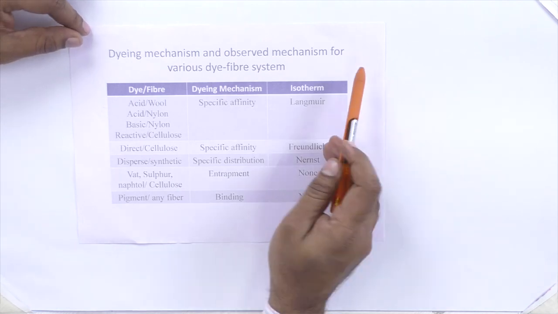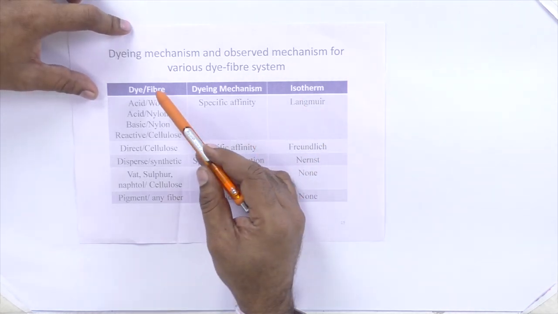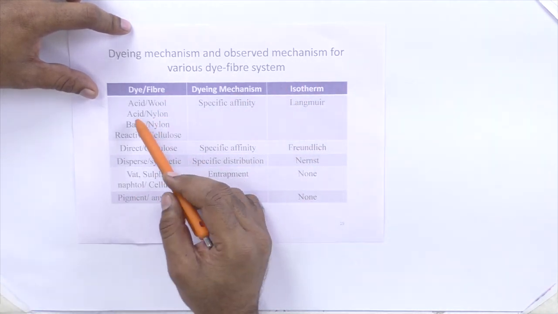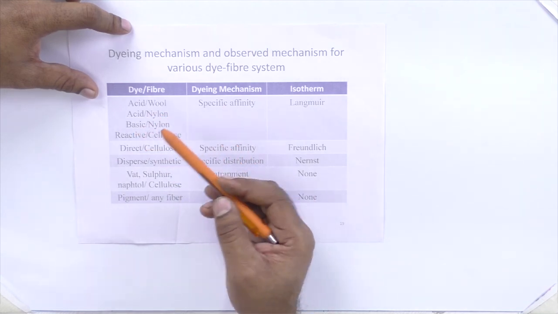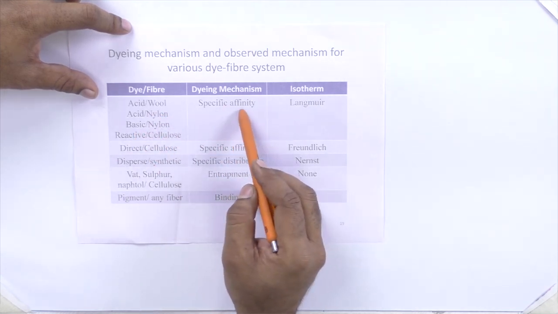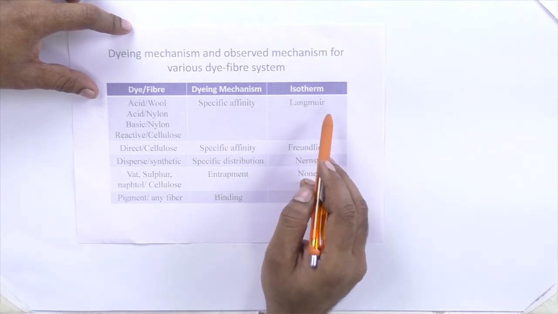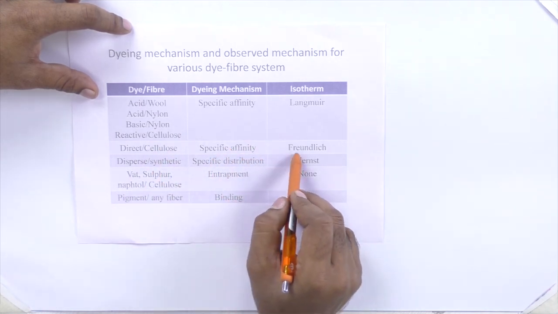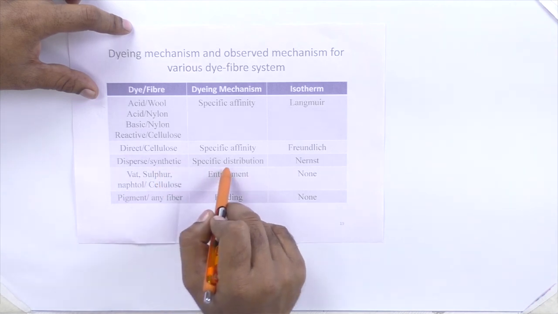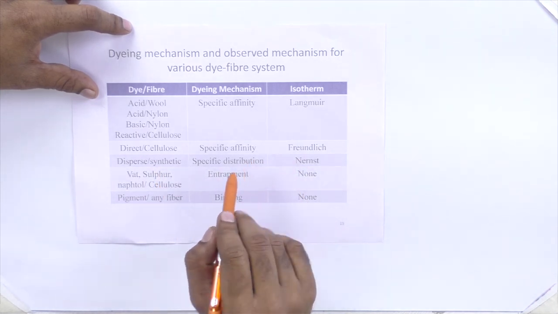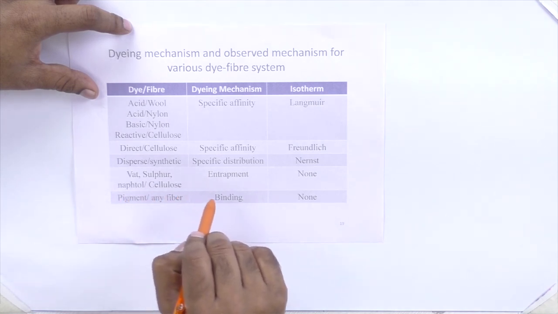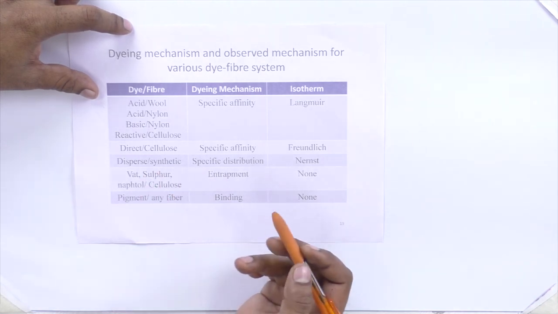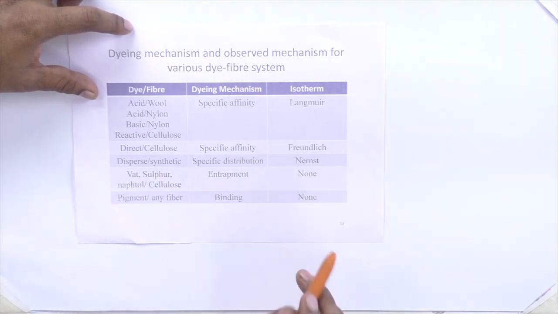Dyeing mechanism and the adsorption mechanism for various dye fiber systems. So here the dye and fiber are given, and the dyeing mechanism and the isotherm. Acid dyes with wool, acid dyes with nylon, basic dyes with nylon, and reactive dyes with cellulose follow specific affinity, and Langmuir isotherm. Direct dyes with cellulosic fibers, specific affinity, and Freundlich isotherm. Disperse dyes with synthetics, specific distribution, and Nernst isotherm. Vat, sulfur, naphthol dyes with cellulose, entrapment, and none of the isotherms are followed. And pigment on any fibers, binding, and it doesn't follow any isotherm.